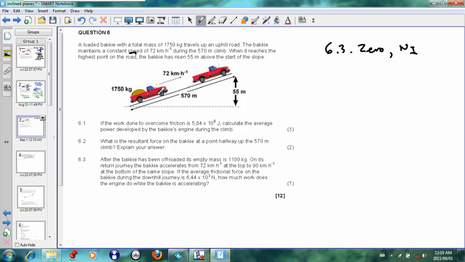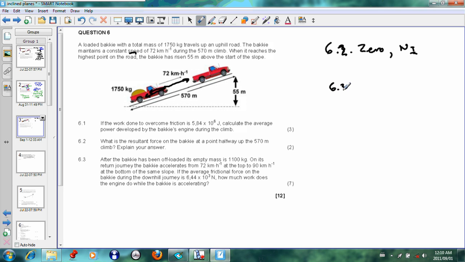And in this case, we can say that the force of the engine pulling the object up is equal to the force of friction pushing it down and the force of the parallel component of weight pushing it down. So the upward force will be equal to the downward force, which makes the net force zero. Okay, well, that was 6.2.